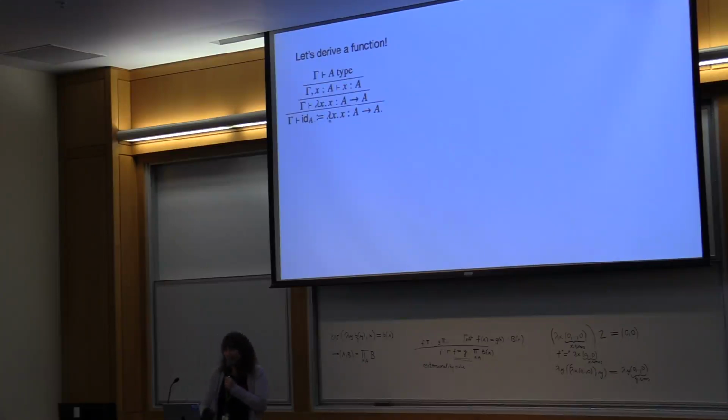Identity on type A is lambda x.x from A to A, and of course it has an easy derivation. It is just the lambda rule and then the generic element or the variable rule, and we're done. Okay? The other function that you can derive is the composition function, right?